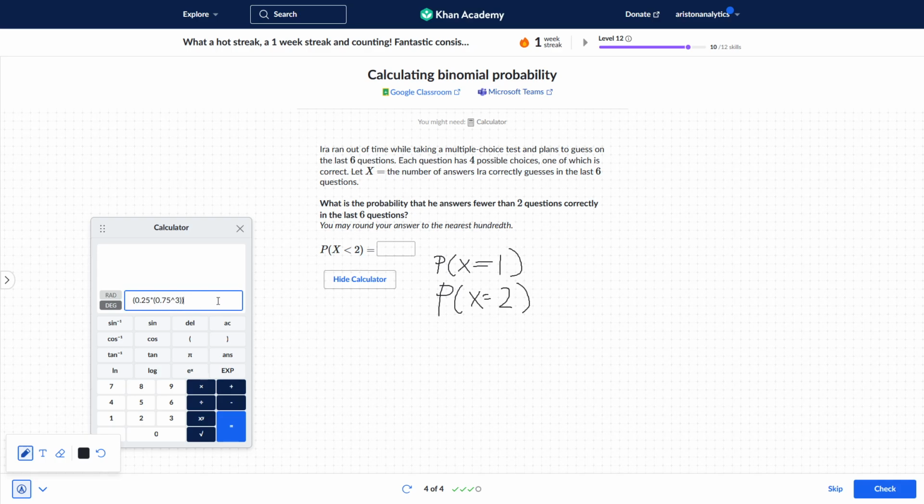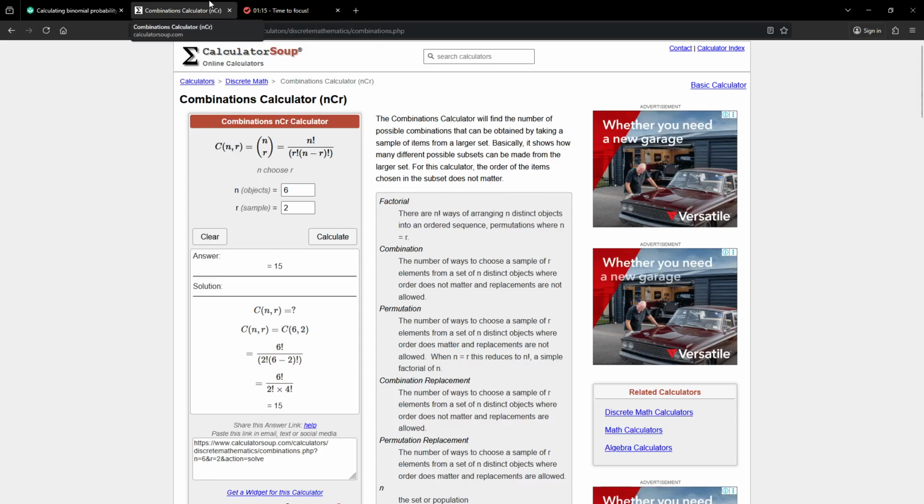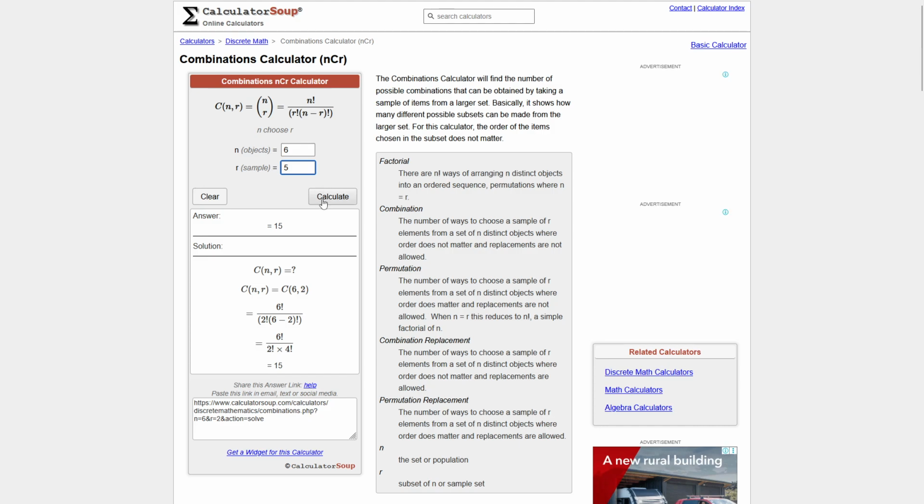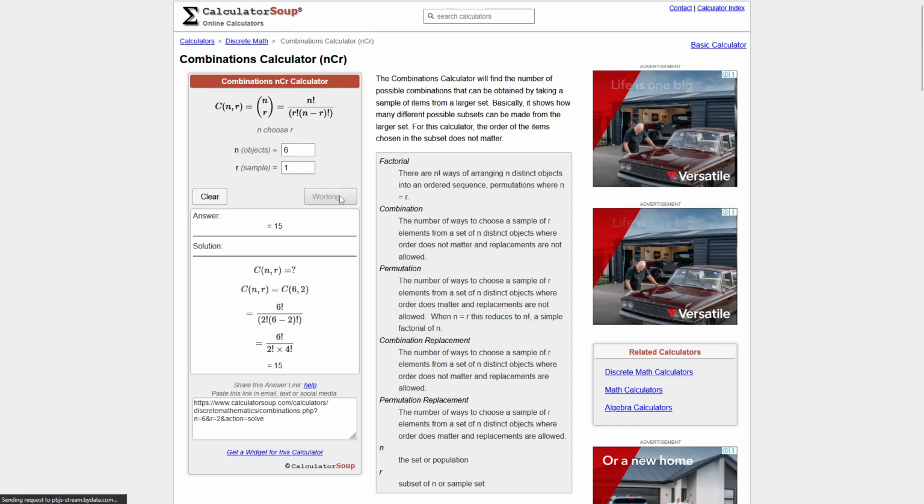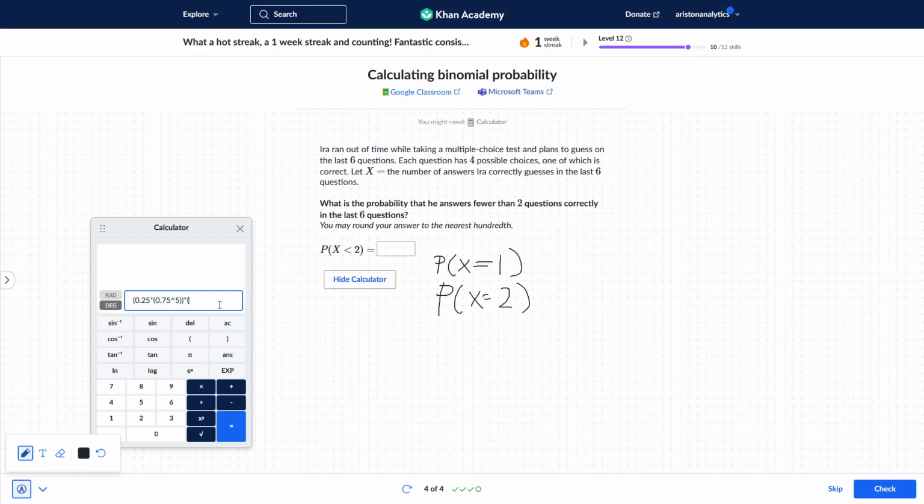So this is the probability that he gets exactly one answer right in a set of 6 questions. So 1 right, 5 wrong. And then we multiply it to the combinations. So 6C5, 1. Yeah, so it's 6. Just double checking.